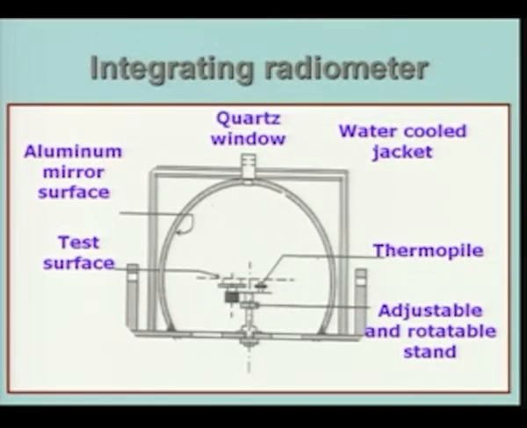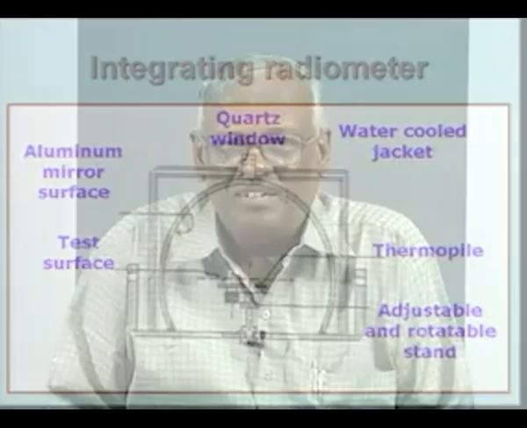So, the next apparatus I am going to discuss is called the integrating radiometer. This is slightly different from what we have discussed earlier. In the earlier case, the integrating sphere was coated with a diffuse surface or diffuse coating, highly reflecting but diffuse. Here I am not going to use a diffuse reflector, I am going to use a specular reflector.